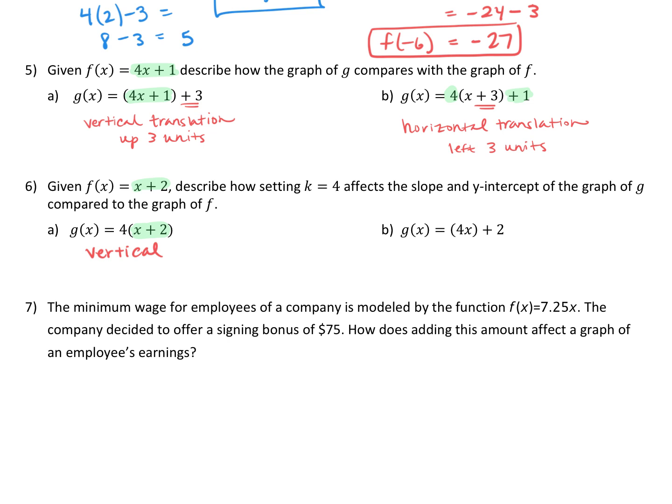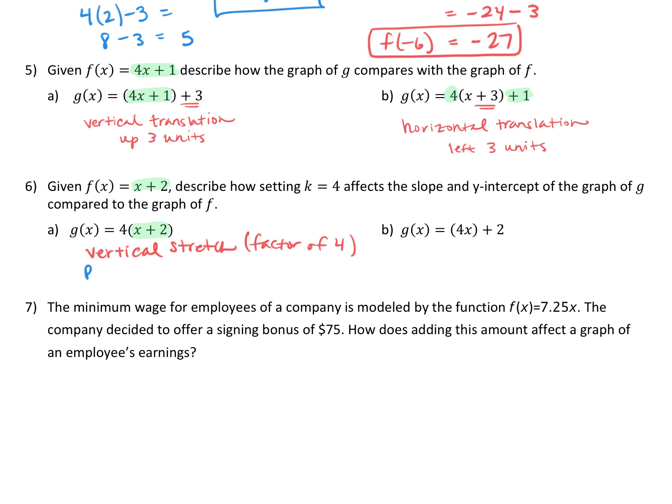For vertical stretches and compression, if what you're multiplying by is greater than 1, this is going to be a stretch. So this is a vertical stretch by a factor of 4. So the question is, how does this affect the slope and the y-intercept? Well, if we are multiplying the entire function, the original slope and y-intercept by 4, then both the slope and the y-intercept get multiplied by 4.